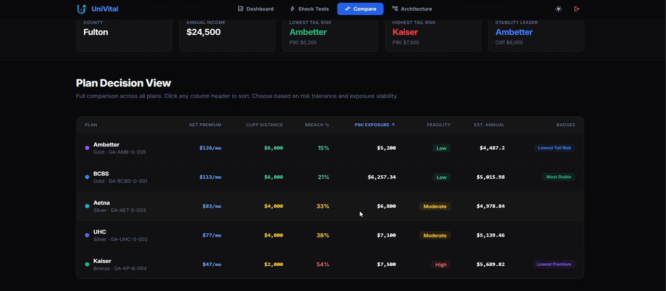So, with subsidies expiring, students are more financially exposed than before. Univital doesn't just show plans, it models their fragility across multiple providers. So instead of asking what's the cheapest premium, students can ask which plan is most stable for my income and medical needs. And that changes the decision entirely.